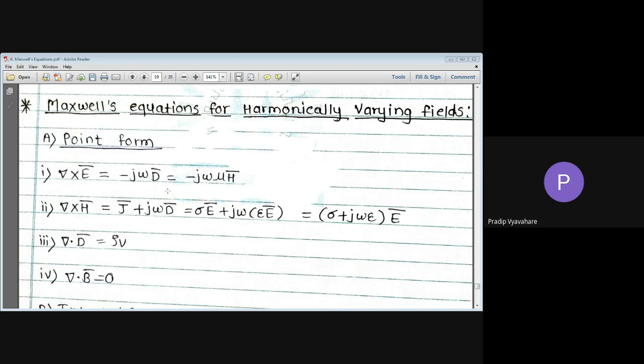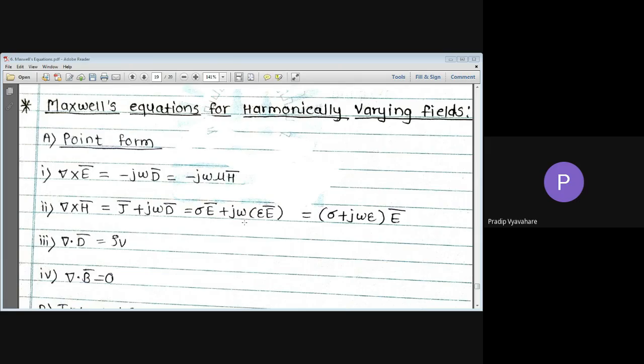In point form, the first equation is del cross E bar, where we take the del operator and cross, and we get minus jw B bar. Putting the value of B bar, we get minus jw mu H bar. The second equation is del cross H bar, which is J bar plus jw D bar. Then we get sigma E bar plus jw epsilon E bar, so we get sigma plus jw epsilon into E bar.